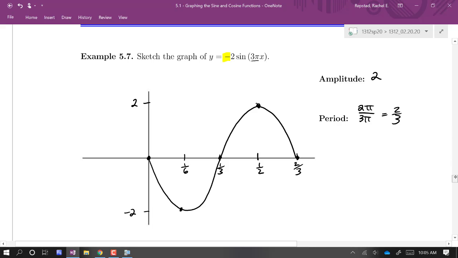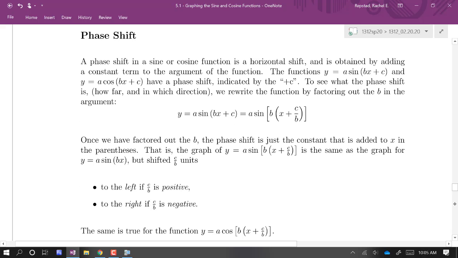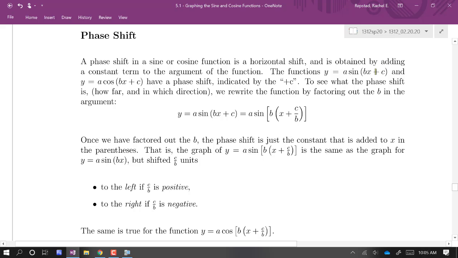And we can tell that we have a phase shift if we're adding a constant inside the parentheses, inside the function itself. So the coefficient on x, like that number there, tells me about the period of the function. If I'm adding a number after that or subtracting, that talks about phase shift.